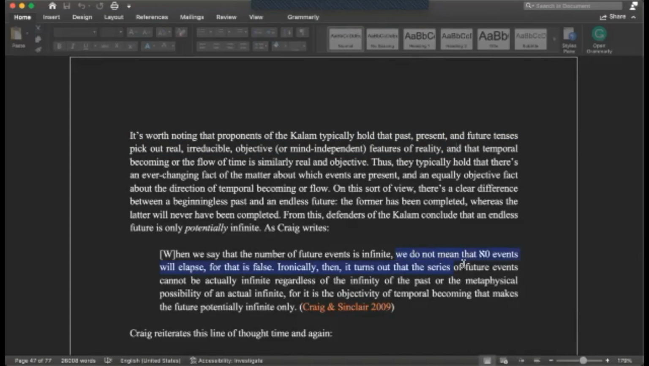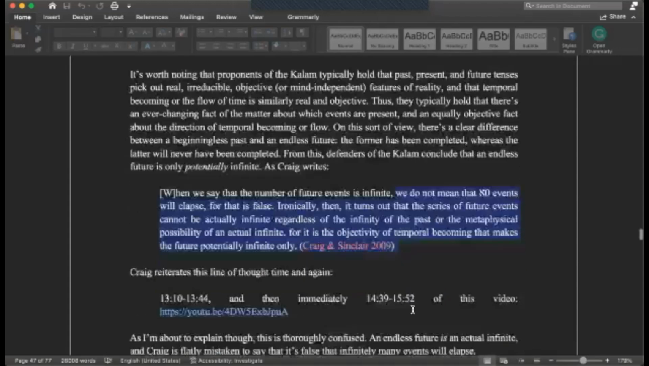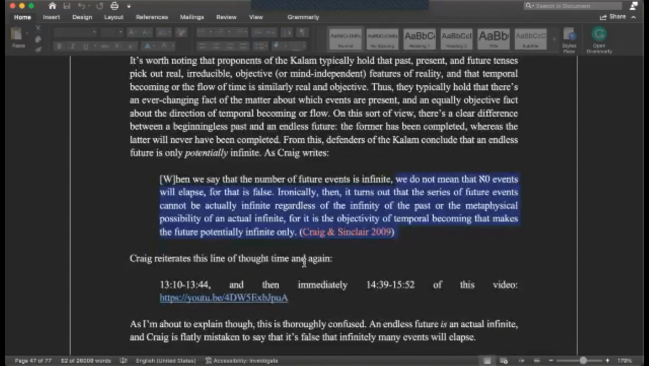Ironically, then, it turns out that the series of future events cannot be actually infinite regardless of the infinity of the past or the metaphysical possibility of an actual infinite, for it is the objectivity of temporal becoming that makes the future potentially infinite only. Craig reiterates this line of thought.